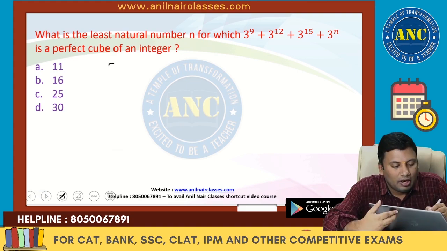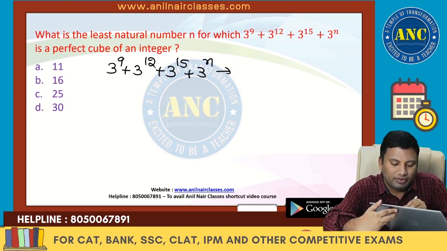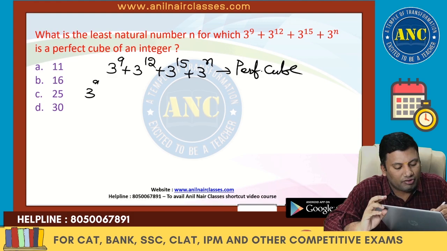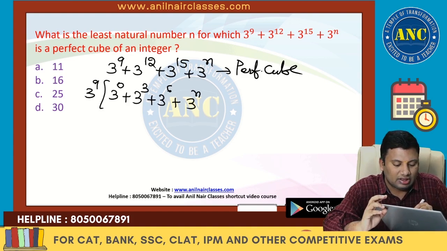Next question. 3 power 9 plus 3 power 12 plus 3 power 15 plus 3 power n. These are nothing but perfect cubes. If I take 3 power 9 common, this is nothing but 3 power 0, this is 3 cube, this is 3 power 6, and this is nothing but 3 power n minus 9.